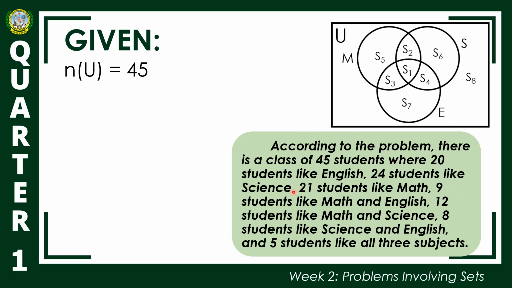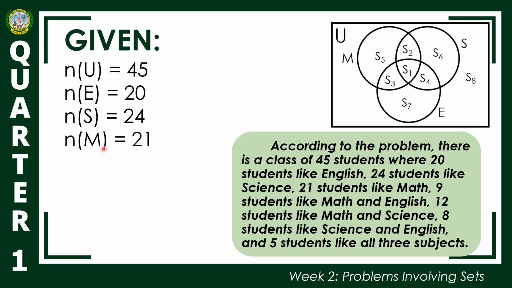20 students like English, which means the cardinality of E is 20. 24 students like science, meaning the cardinality of S is 24. 21 students like math, that means the cardinality of M is 21. 9 students like math and English, nandyan po yung keyword natin na and.